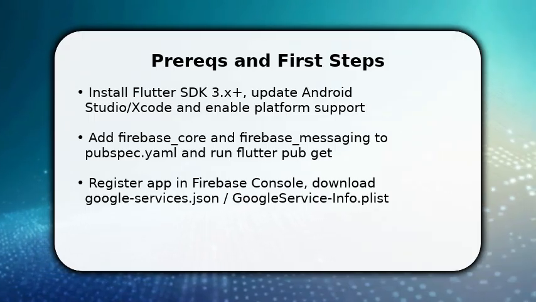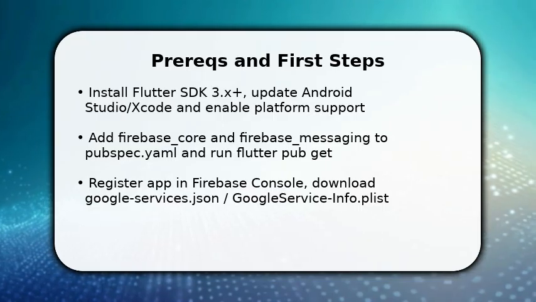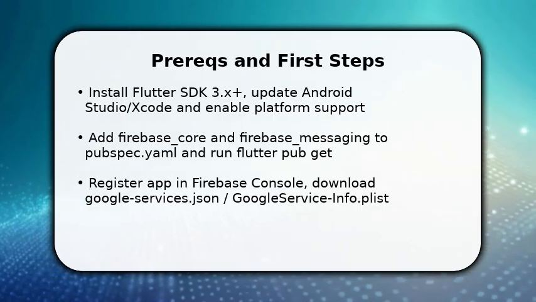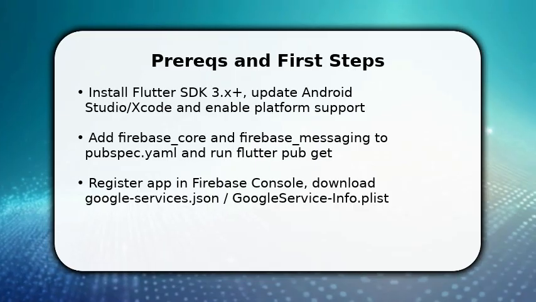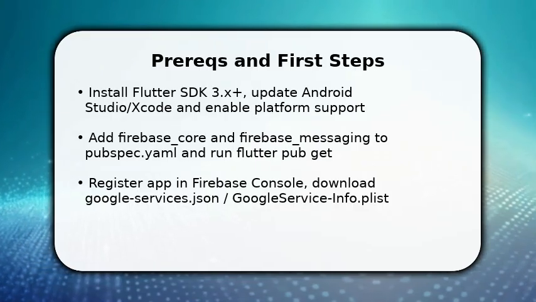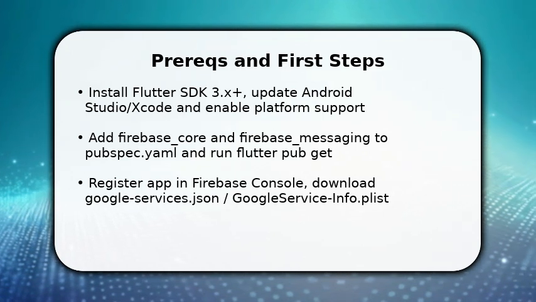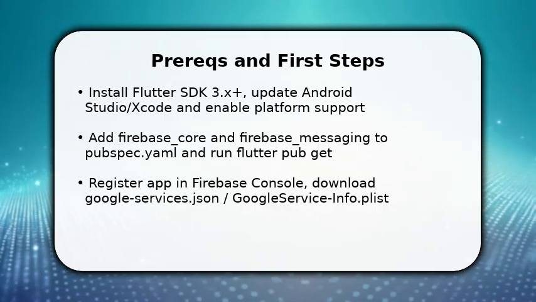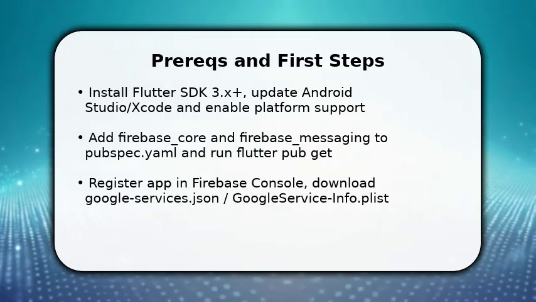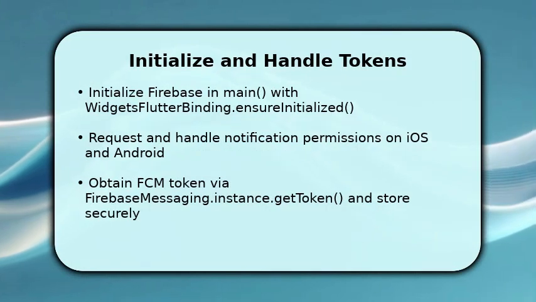Next, register your Android/iOS app in the Firebase console and download google-services.json or GoogleService-Info.plist into the platform folders. Once done, make sure to apply the platform-specific Gradle and Plist changes so the app can initialize Firebase at launch. This gets you from 0 to a runnable app able to request notification permissions and initialize messaging. You now wire up initialization and token handling.